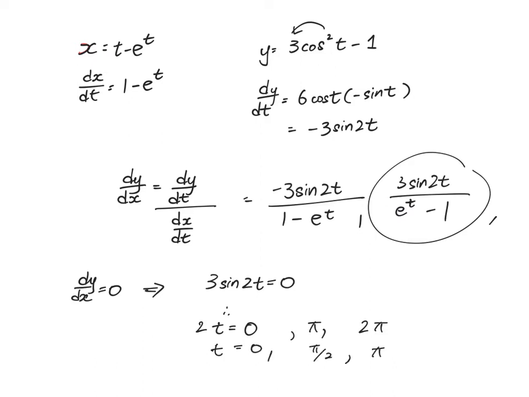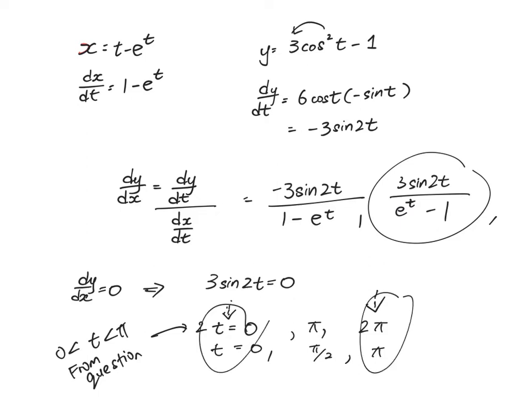Okay, that's where you need to observe the question carefully. The question actually told you that t has to be between 0 and pi. This is from the question. So some of you actually went on to solve t equals 0, t equals 2 pi, and find the nature of the stationary point. That is redundant. So you wasted a lot of time because you didn't read the question properly. So you always have to read the question carefully. So the only answer that we are dealing with is t equals pi over 2.